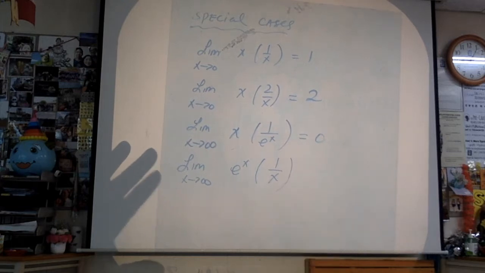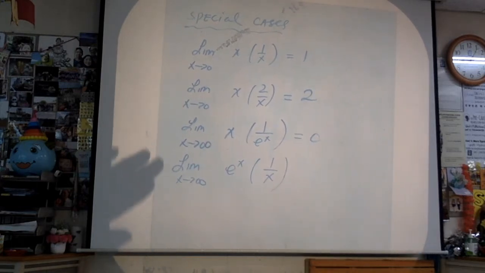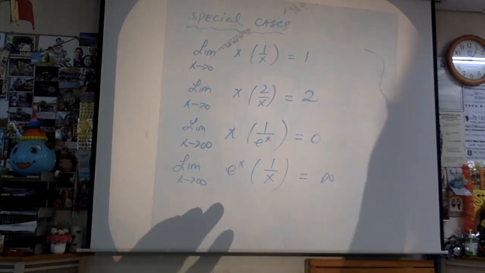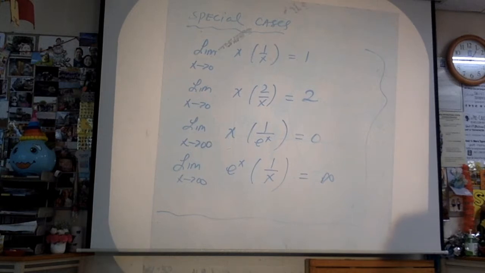Now, I'm going fast, but try to digest it as I'm going over it. Plug in some values. Try some numbers, okay? E to the x over 1 over x is going to be infinity. These are some special cases. Okay, write these down. Now I'm going to give you guys one more example, and then we're done. And then a few more special cases. One more example, okay? Now, what happens when you have this?